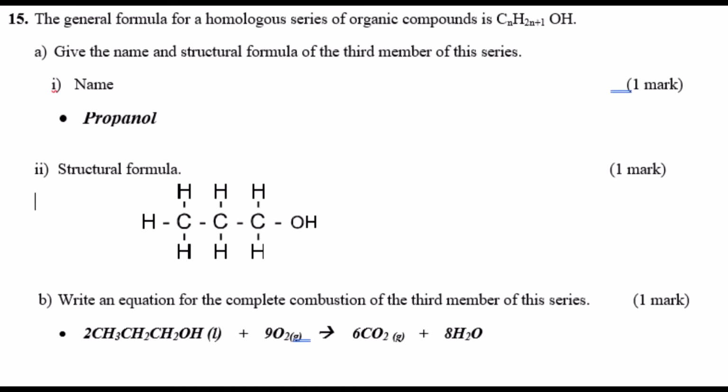Question number 15. The general formula that you're given, that is an alkanol. If you look at it, that's an alkanol homologous series. So the third member of the alkanol series is propanol. The structure of propanol, as it's given with open bonding, it is 3 carbons bonded to hydrogen all around with an OH somewhere. So that is propan-1-ol.